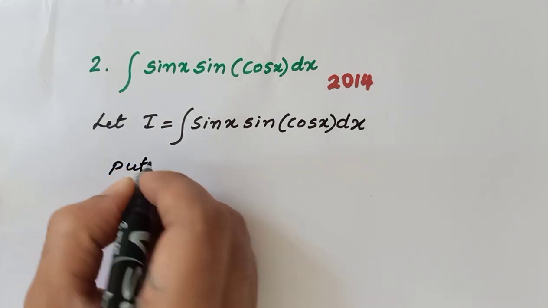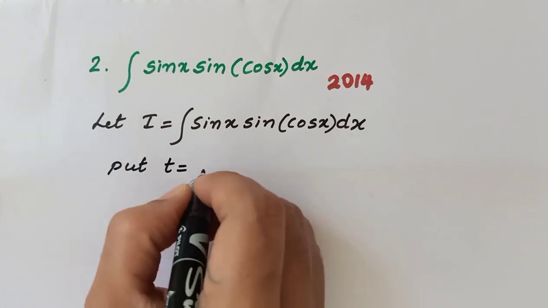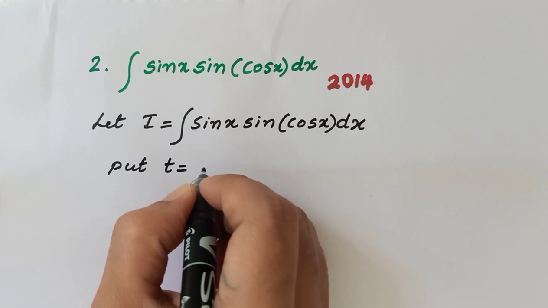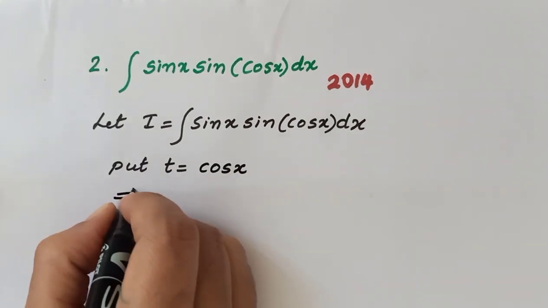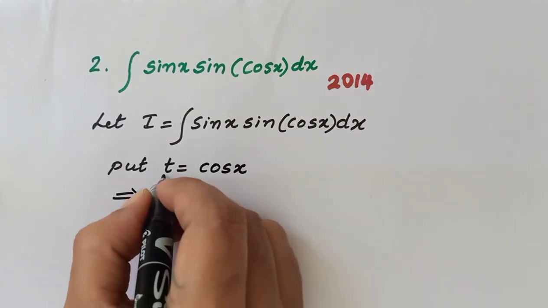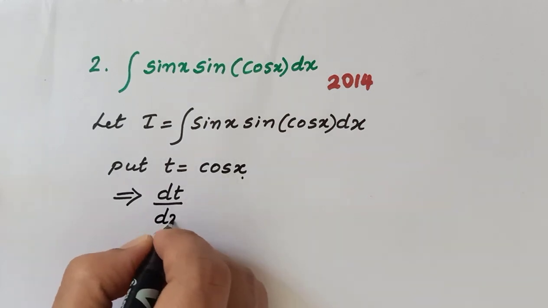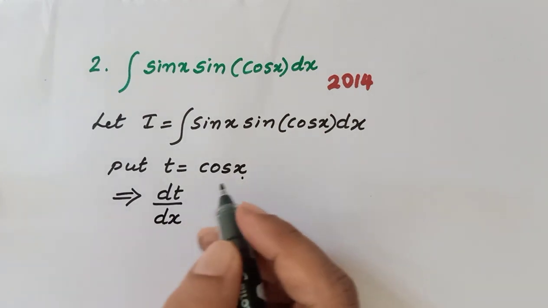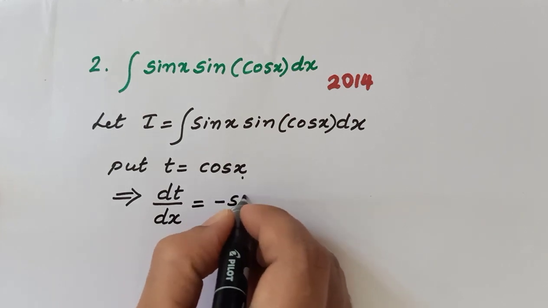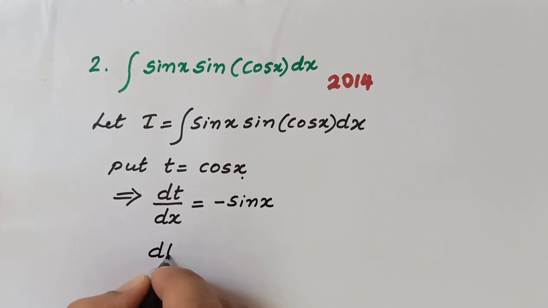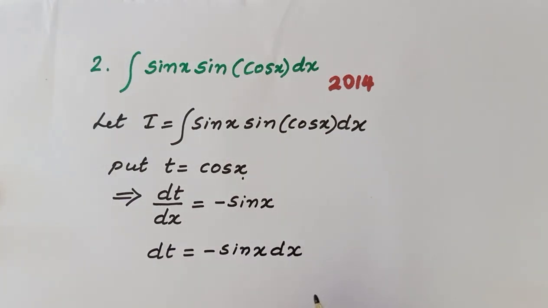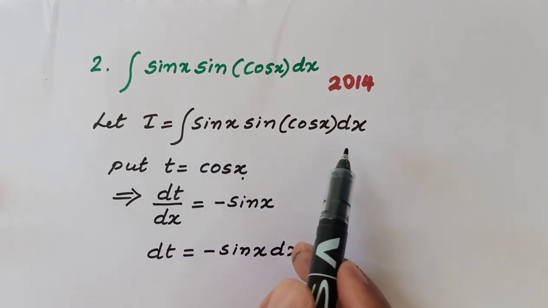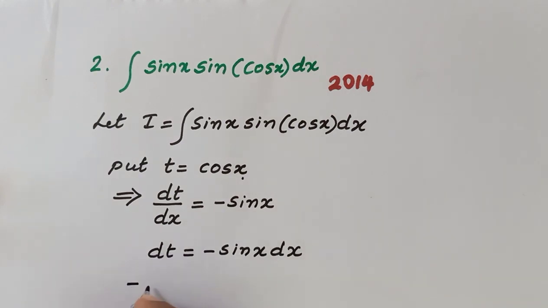Then we'll put t equals cos x, which implies, if I differentiate this t with respect to x, dt by dx is equal to minus sin x. Therefore dt is equal to minus sin x dx. But there is no minus sign here, so what will I do now? The next step is to shift this minus sign here. I'll write minus dt is equal to sin x dx.